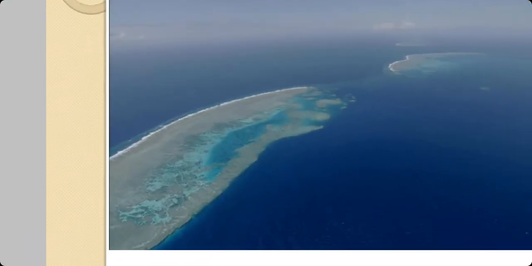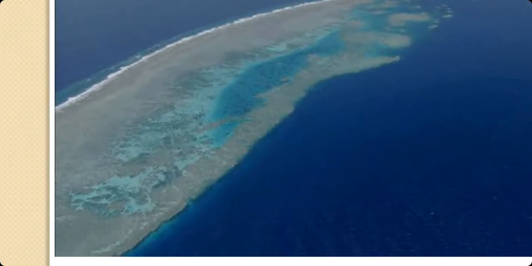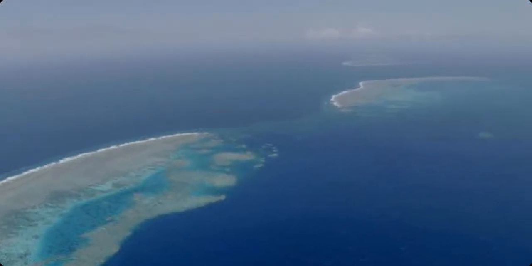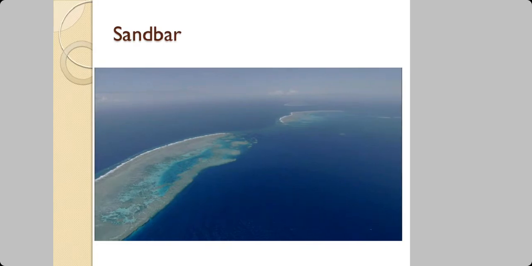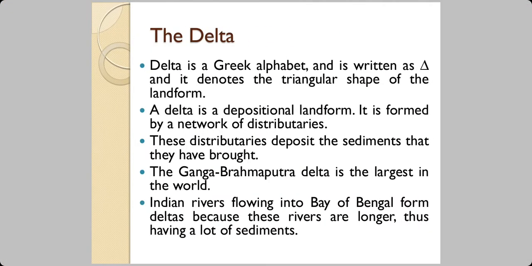Now here is an actual photograph of a sandbar. This is what it will look like. Looks very beautiful. Delta is a Greek alphabet, and you form it as a triangle, just like you form a triangle when you want to write a triangle in geometry. And this triangle denotes the triangular shape of the landform. A delta is a depositional landform and is formed by a network of distributaries.